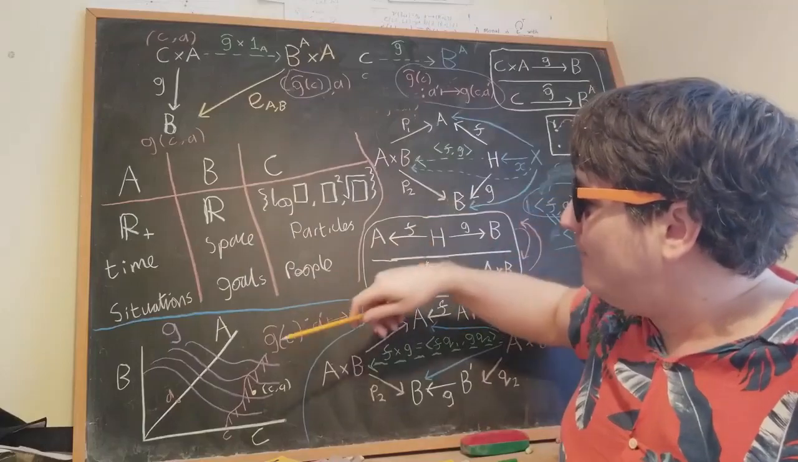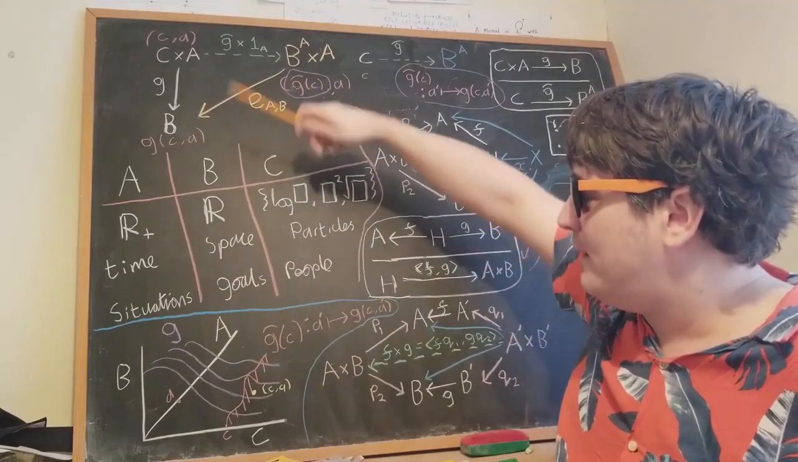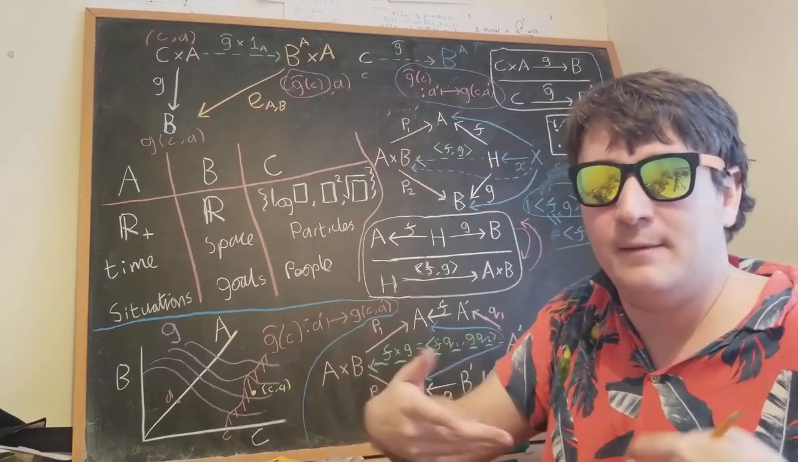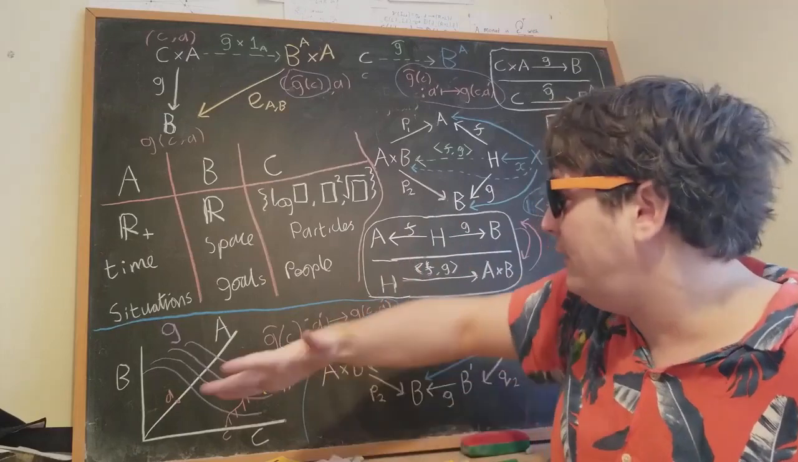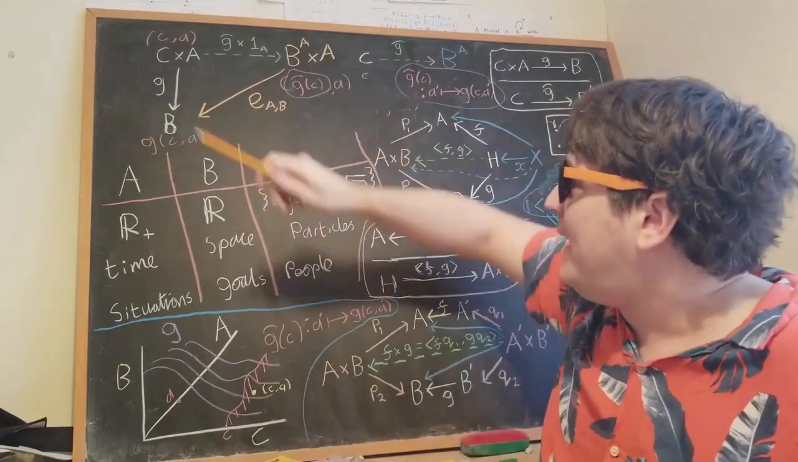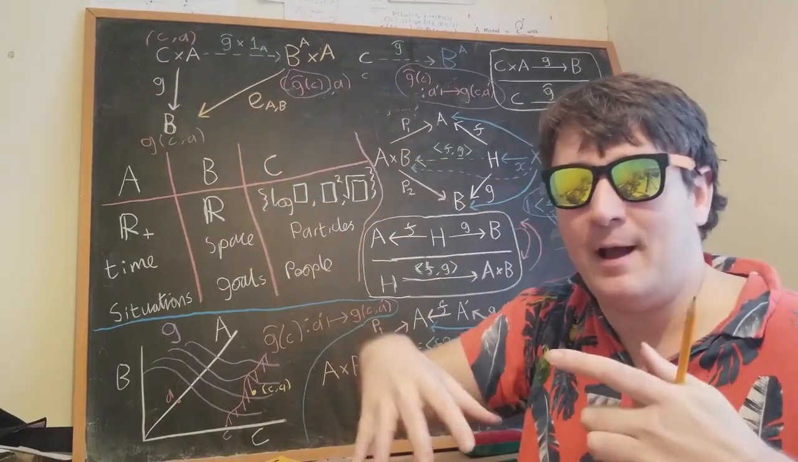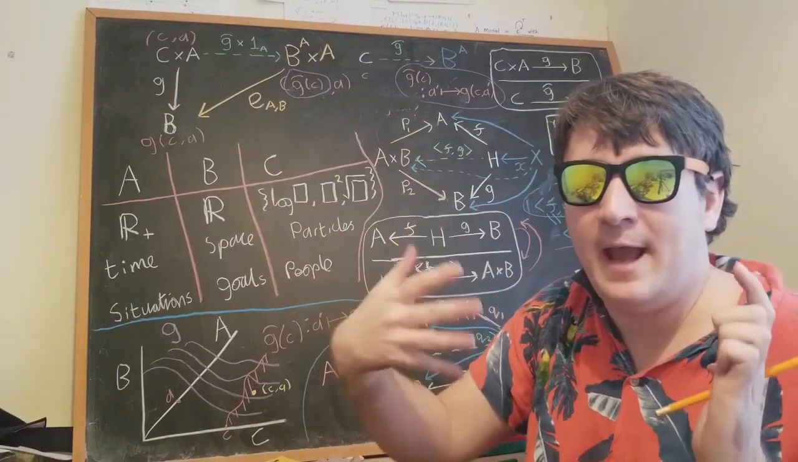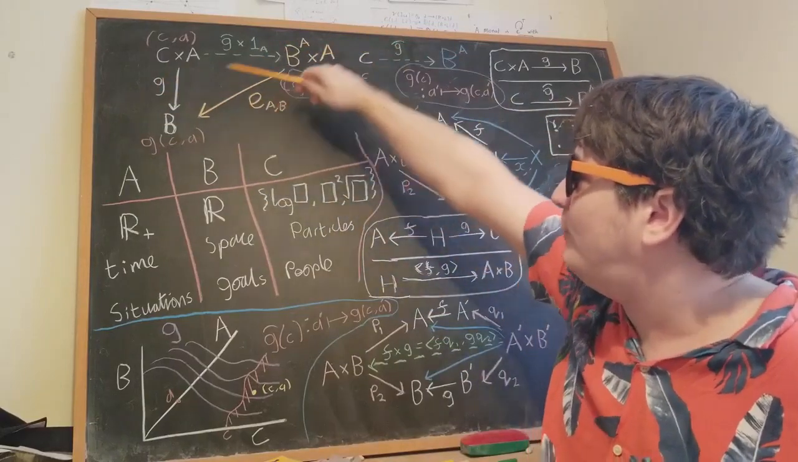And I would urge you to try and make this list longer, okay? Think about more situations where you have some kind of mapping from C times A to B, and think about the alternative view that you get on that situation when you involve this idea of exponentiation.